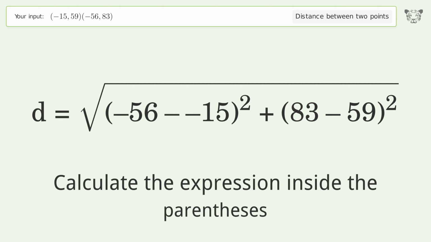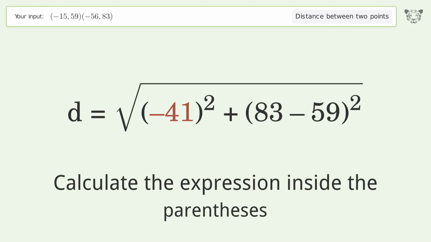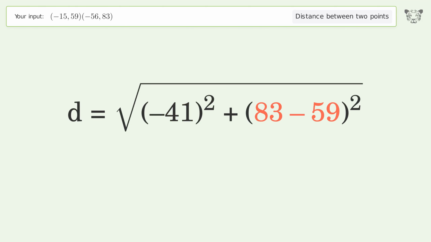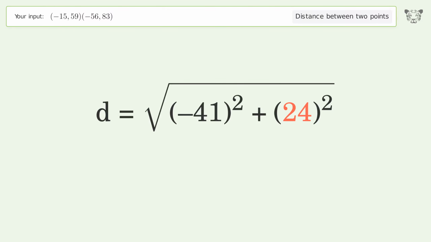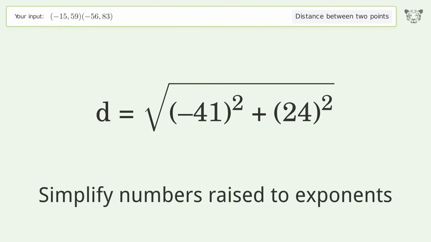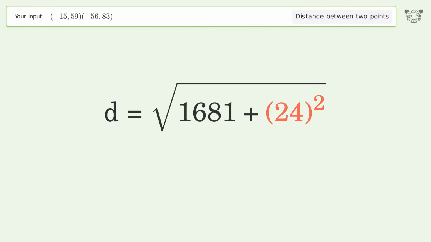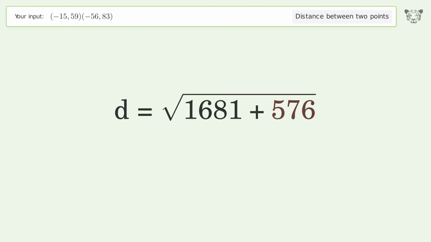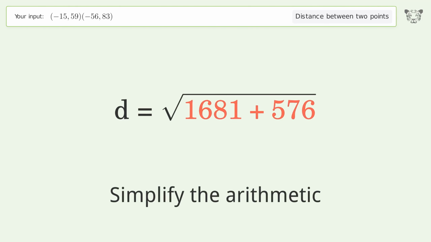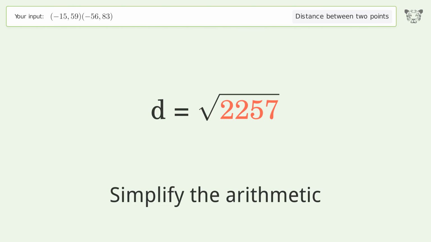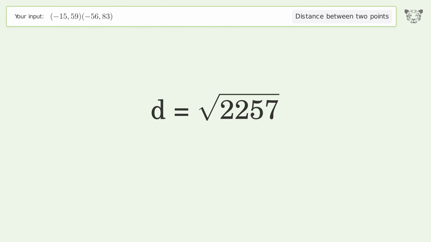Calculate the expression inside the parentheses. Simplify numbers raised to exponents. Simplify the arithmetic. And so the distance between the 2 points is the square root of 2,257, or 47.508.